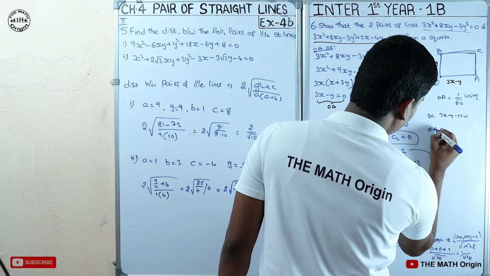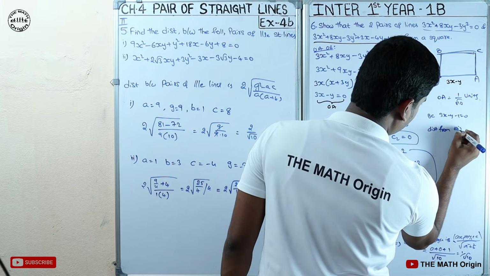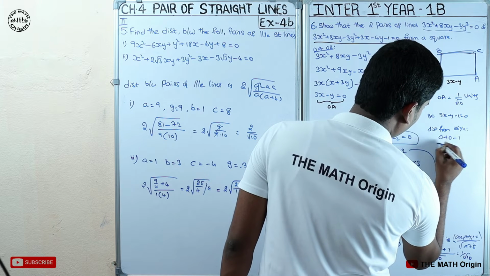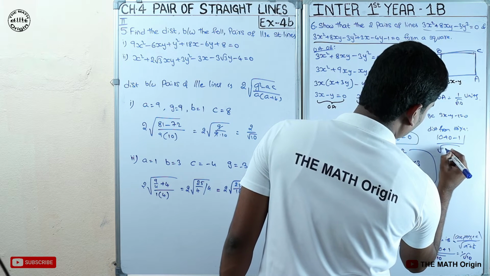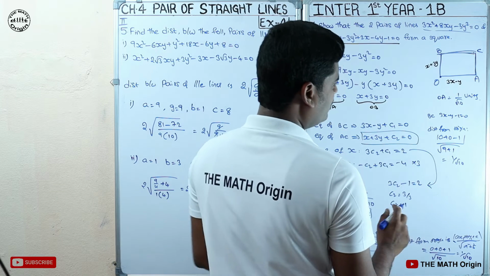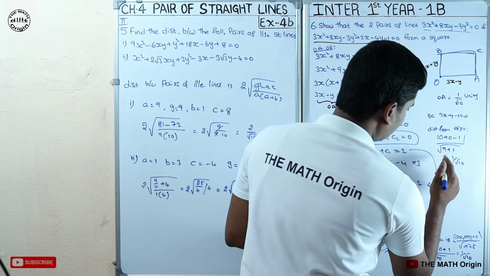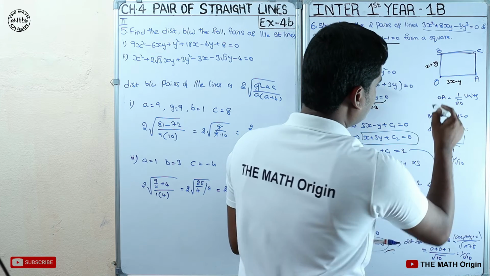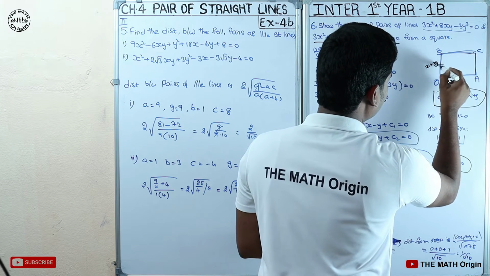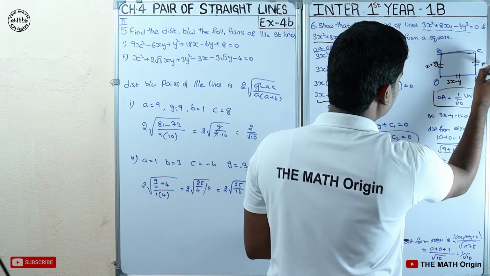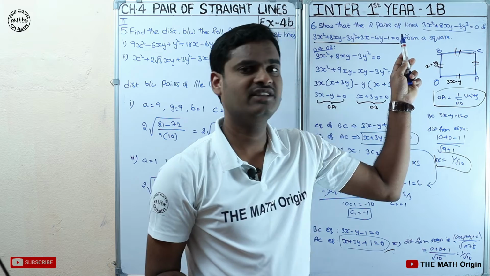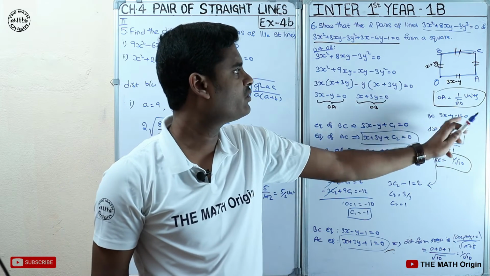So the distance from the origin is the modulus of 0 plus 0 minus 1, whole divided by root of 3 square, 9, plus 1, which equals 1 by root 10. So if you see here, this distance is equal to this distance. Similarly, this will be equal to this and this will be equal to this. Hence we have proved that the given pair of straight lines equations form a square.